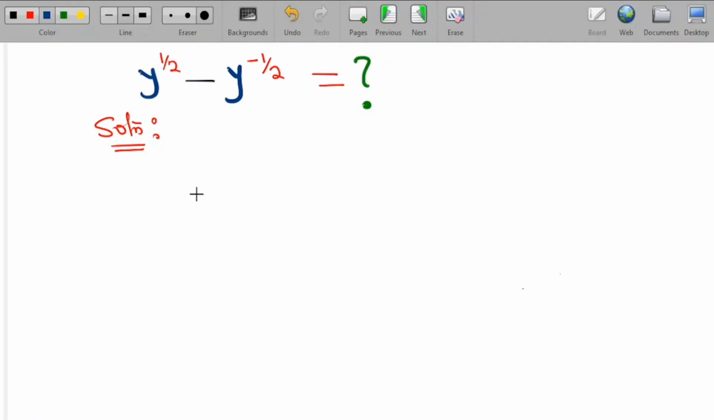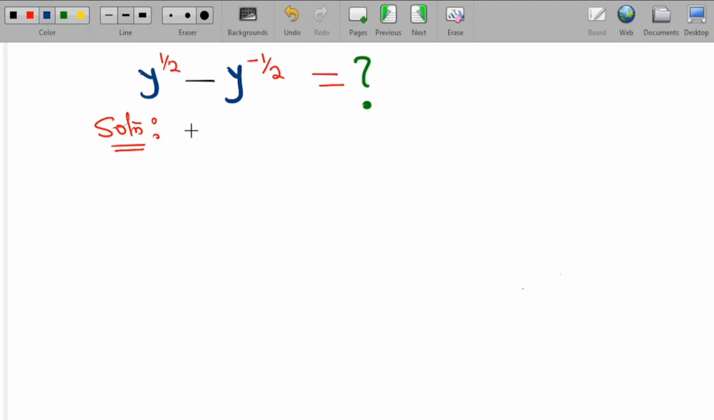So what can you do with this particular question here? Here we are asked to evaluate, or to simplify, y raised to power half minus y raised to power minus half. Okay, so the truth is that most math problems are not as difficult as they seem. All you need to do is focus on the steps, the rules that you've understood, and then try to apply them the best way possible.